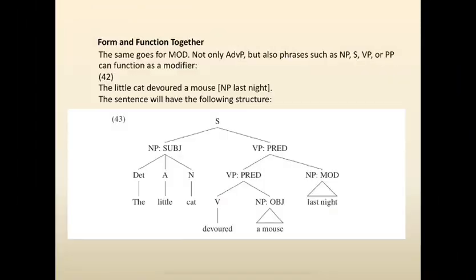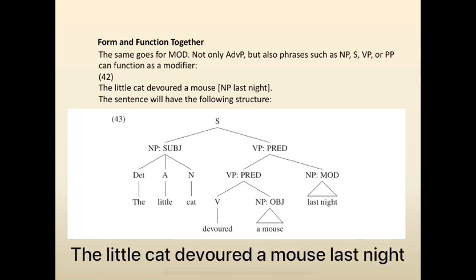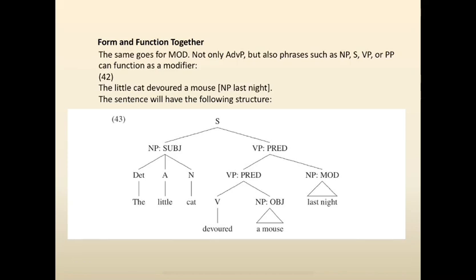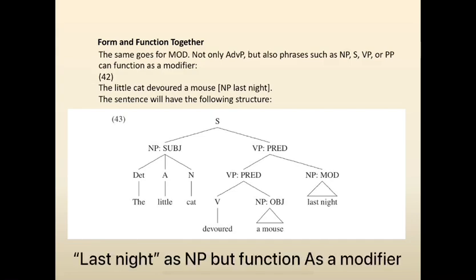And the last is about this structure. The same goes for modifiers. As noted before, not only an adverb phrase, but also phrases such as a noun phrase or a prepositional phrase can function as a modifier. Like the sentence here, the little cat devoured a mouse last night. Last night here is a noun phrase but functions as a modifier.